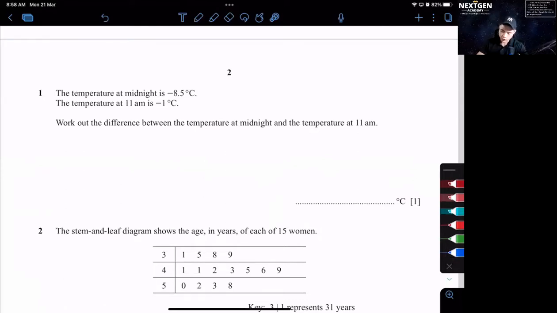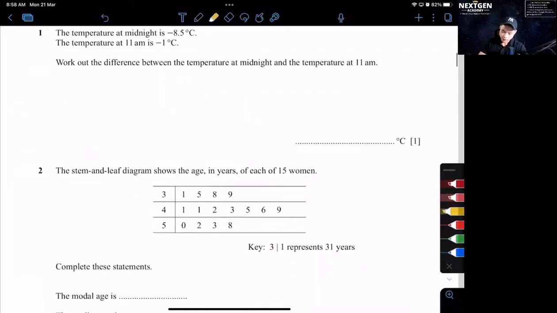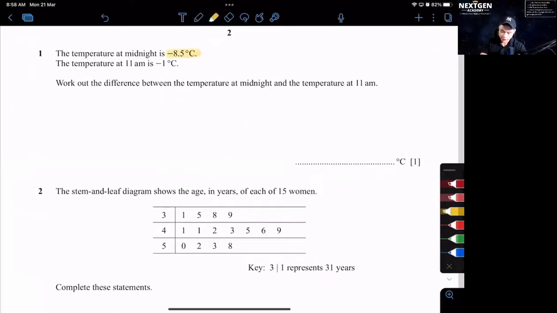Okay, let's look at the first question. The temperature at midnight is negative 8.5 degrees Celsius. The temperature at 11 a.m. is negative 1 degree Celsius. Work out the difference between the temperature at midnight and the temperature at 11 a.m. Okay, so how do we calculate this?